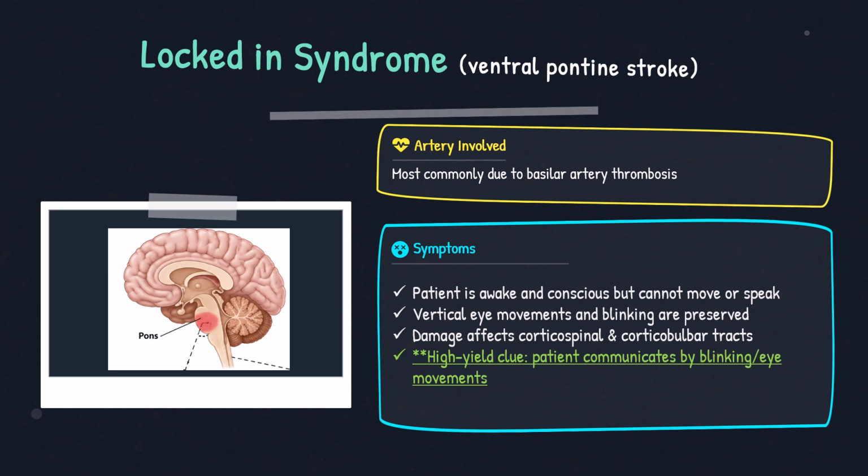This lesion damages the corticospinal tracts and the corticobulbar tracts. However, the reticular activating system remains intact, so the consciousness is preserved. The classic board clue is that vertical eye movements and blinking are spared, so the patient communicates by blinking.